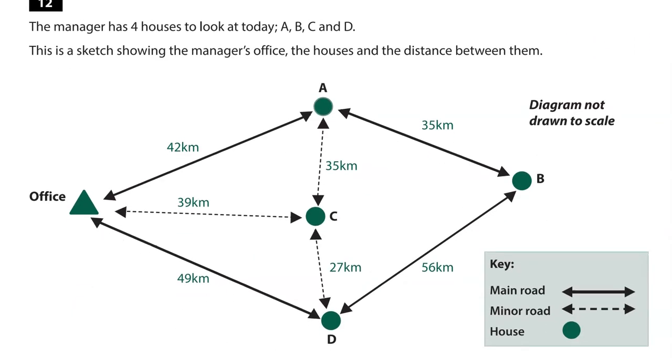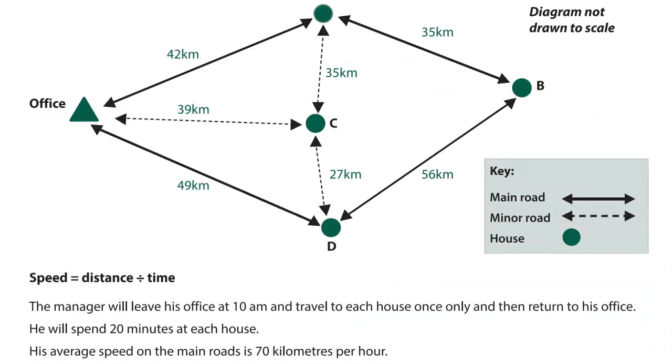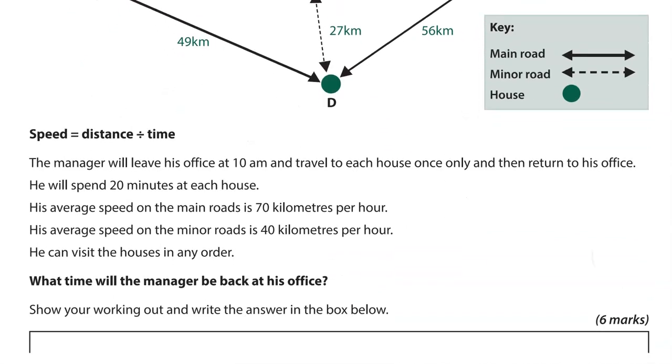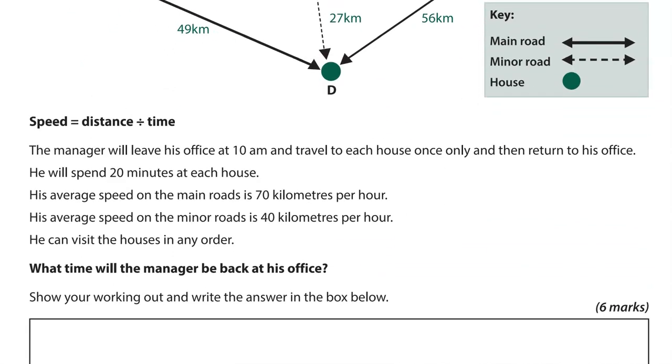The manager has 4 houses to look at today: A, B, C and D. This is a sketch showing the manager's office, the houses and the distance between them. Speed is equal to distance divided by time.